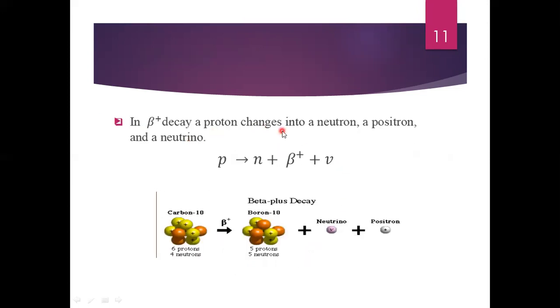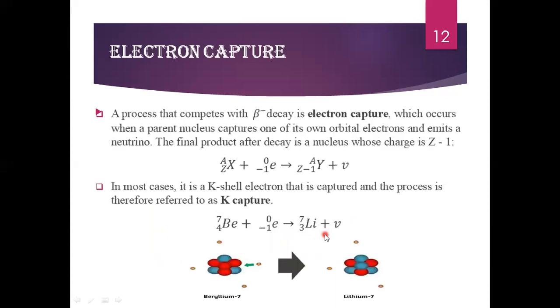In positron decay, a proton changes into a neutron, a positron and a neutrino. So basically, positron decay is that in which a proton is converted into a neutron, a positron, and a neutrino. Here is an example of carbon 10, which shows positron decay or beta plus decay and is converted into boron, releasing the neutrino particle.